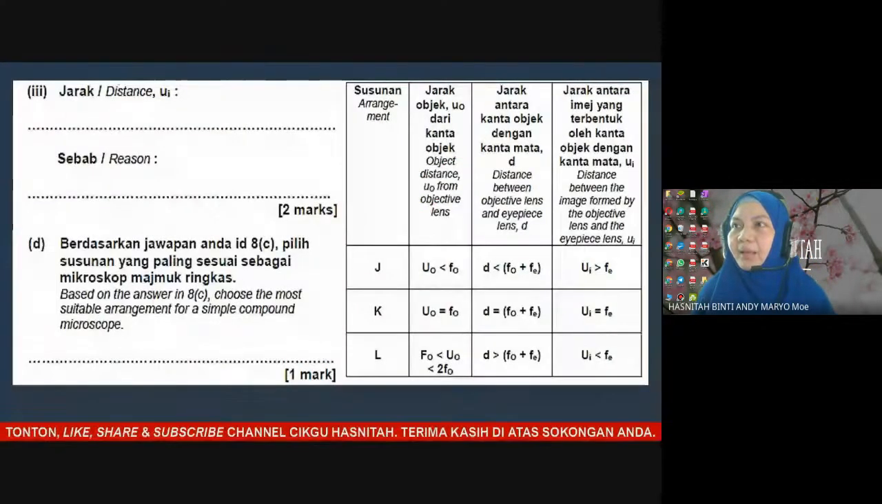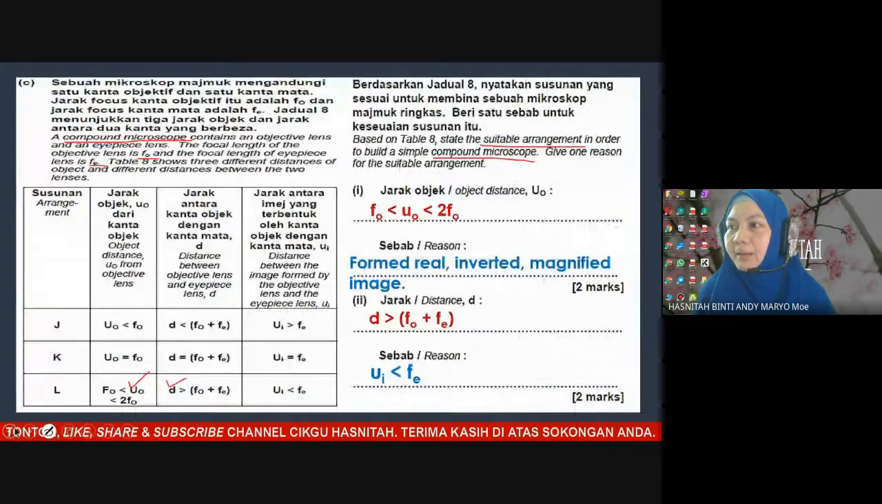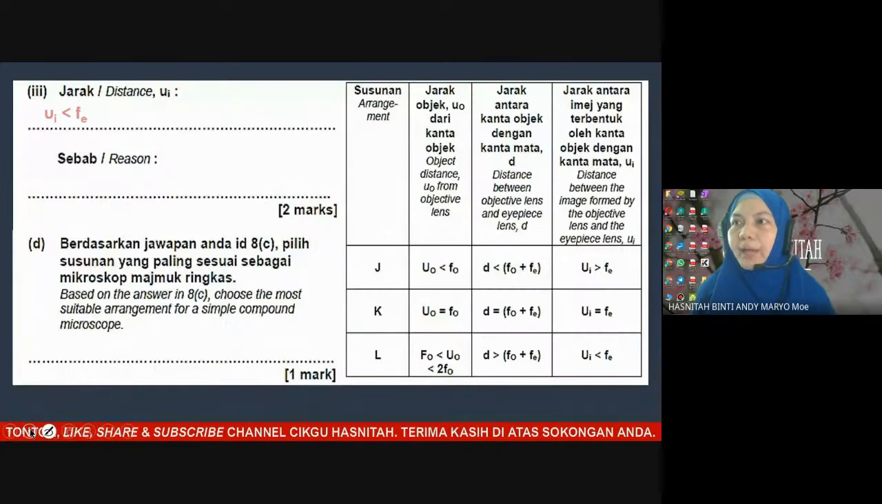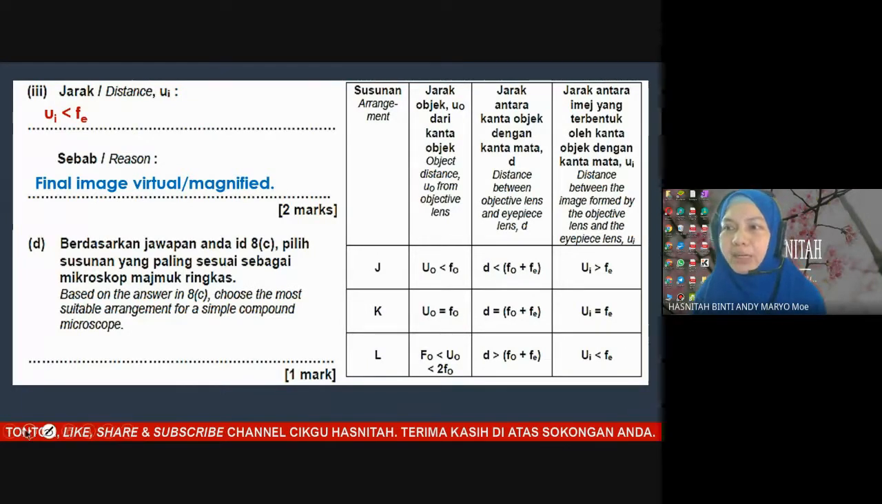And this is the image distance, UI. UI ini image distance. Kita nak letak dia di mana? This one tadi. We go back to the table. It is related to your reason here. So why? So it will form a final image that is virtual and magnified. Based on our selection and our reason, we choose arrangement L to construct our compound microscope. Kita pilih yang ini.